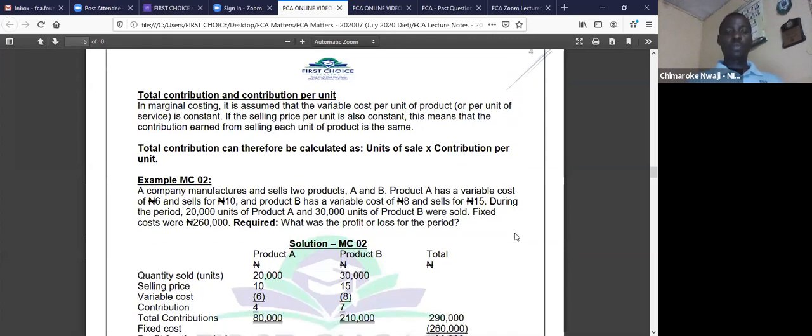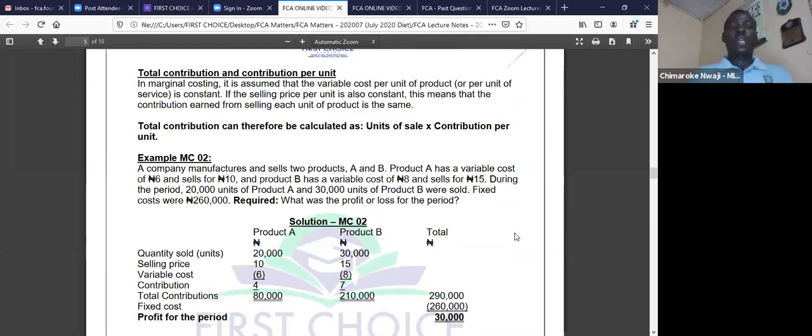Now look at example 2. A company manufactures and sells 2 products, A and B. Product A has a variable cost of 6 naira and sells for 10 naira. And product B has a variable cost of 8 naira and sells for 15 naira. During the period, 20,000 units of product A and 30,000 units of product B were sold. Fixed costs were 260,000 naira. Required: what is the profit or loss for the period?